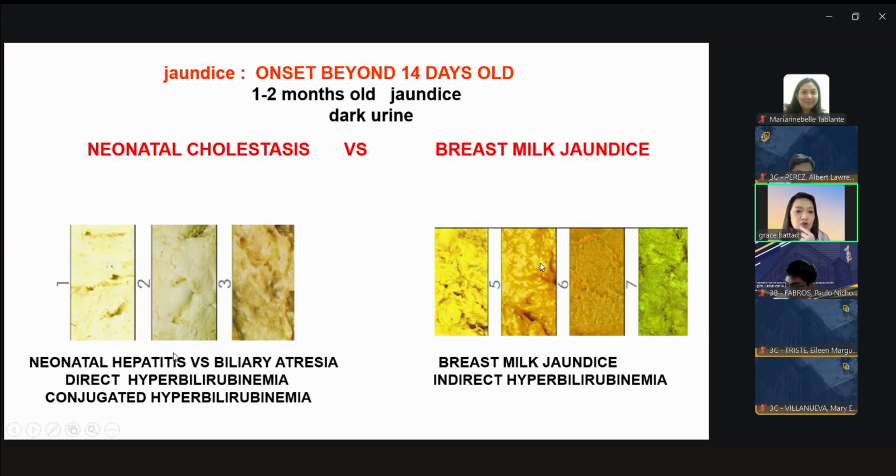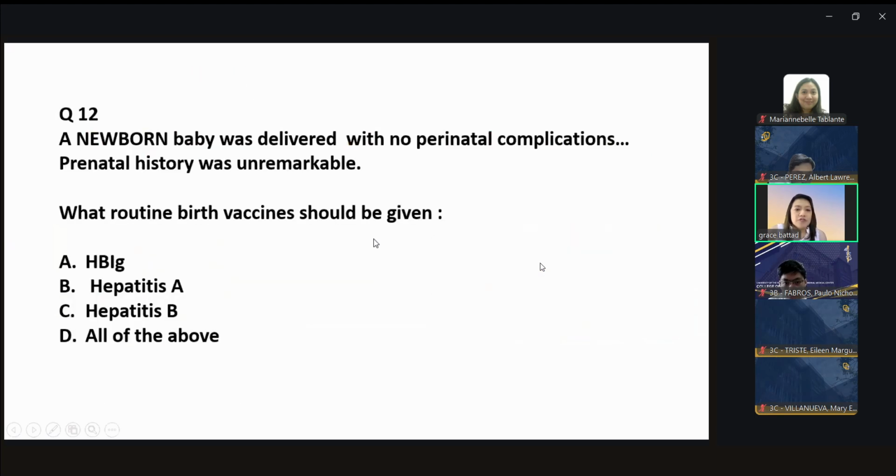These are your stool colors. Okay. For breast milk jaundice with indirect hyperbilirubinemia, you still have normal stool color. So this is okay. Here you have to refer, try to check if this is a surgical problem. That's why they are also referred to surgery for further diagnostic procedures.